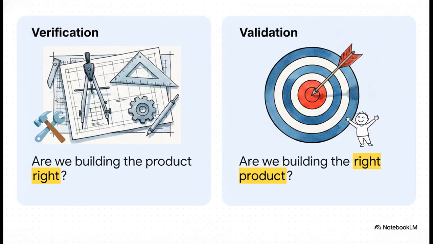Validation, on the other hand, asks, are we building the feature that the user actually needed? You might write perfect, beautifully bug-free code which satisfies verification, but if the user actually wanted something completely different, your product fails. And that is validation.